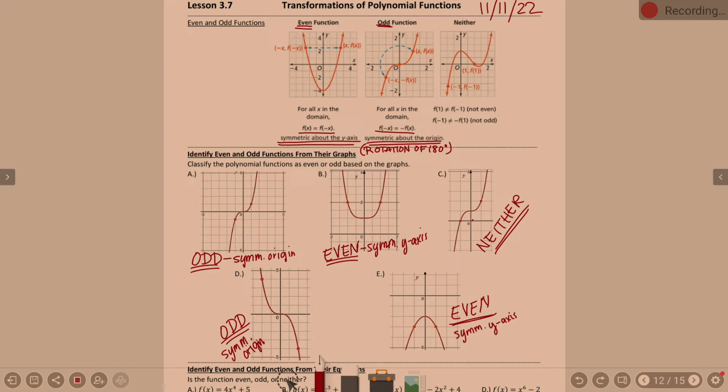A little bit of a relief compared to last lesson, I hope. It's easier to teach than last lesson. Okay.